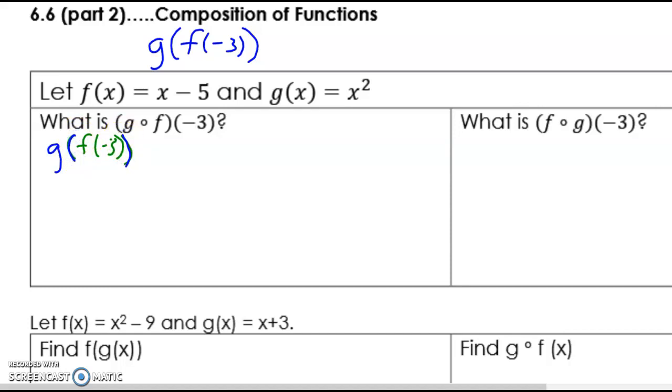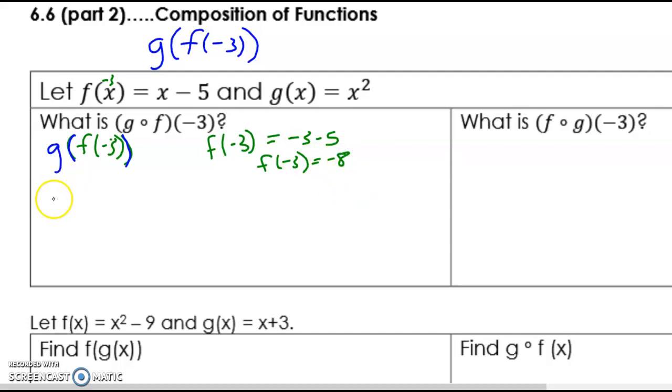So what does f of negative 3 mean? That means instead of putting x in your equation, you're going to put a negative 3. So it's saying, using the function named f, what would you get when you put negative 3 in for x? Okay, what would that y value be? So that's going to be negative 3 minus 5. So f of negative 3 equals negative 8.